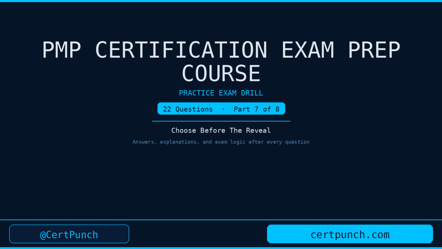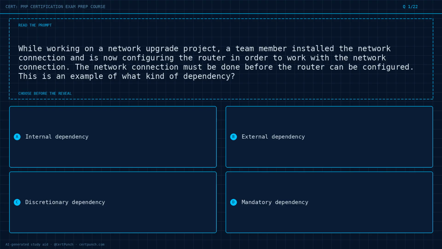Let's begin. Question 1 of 22. While working on a network upgrade project, a team member installed the network connection and is now configuring the router in order to work with the network connection. The network connection must be done before the router can be configured. This is an example of what kind of dependency?